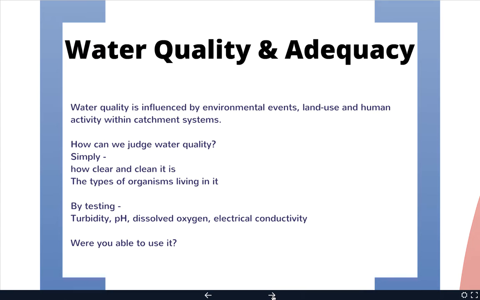Scientifically, we can test the turbidity, the pH, dissolved oxygen, things like that as well, to give us some measures and compare those against a database. Try and think of examples where we've done those or been able to do that on the 2 trips so far this year, or in other areas that you've visited or that you know about.